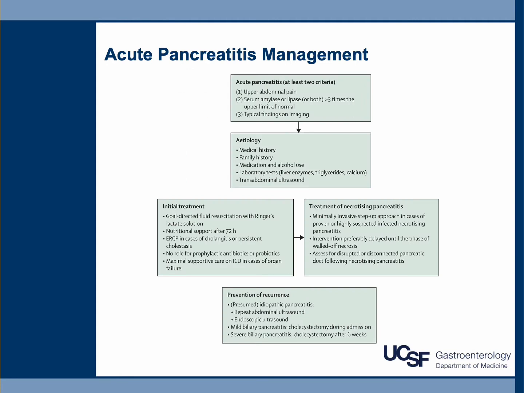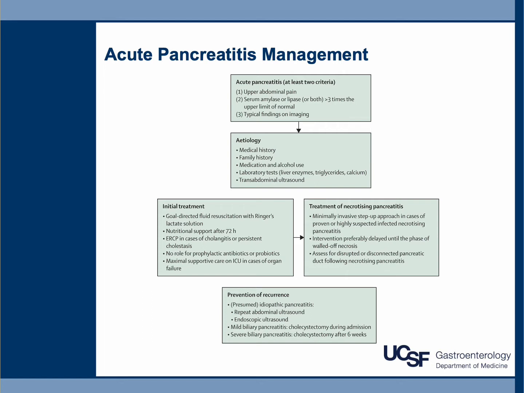Once the diagnosis of acute pancreatitis is made, initial treatment is goal-directed fluid resuscitation, as well as nutritional support with enteral nutrition, as it significantly reduces mortality rate compared to parenteral feeding. There are newer studies published that suggest that enteral feeding should start within the first 24 hours of hospital admission. In cases where there is a concern for cholangitis, ERCP is also recommended. If the patient develops findings of necrotizing pancreatitis, intervention is generally delayed until the phase of walled-off necrosis is seen.